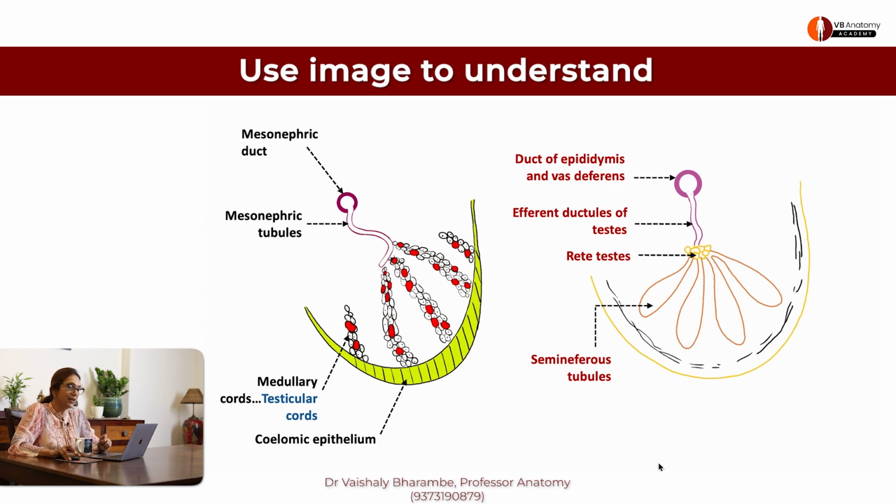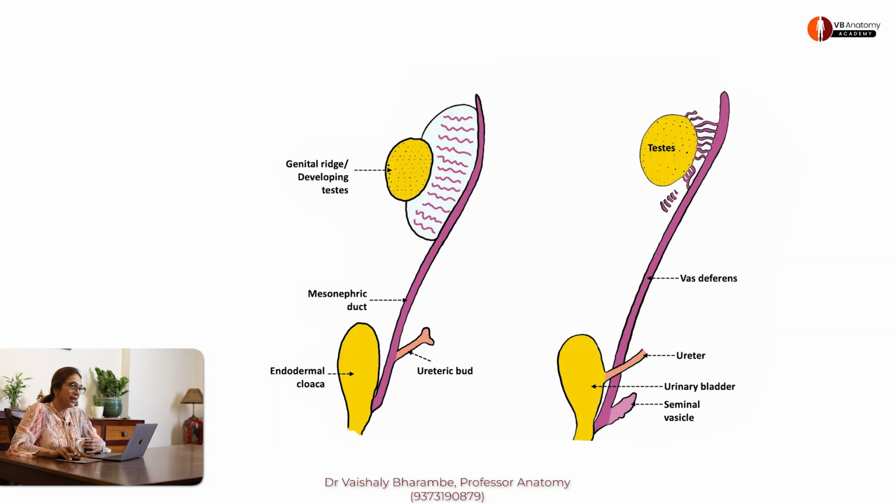Let's take it a little further. The whole thing is surrounded by coelomic epithelium, between which and this developing male reproductive system a tunica albuginea is produced, and the septa are produced by the mesenchymal cells. Right. Another image to help you understand a little more. This is the developing genital ridge, which is going to develop into testes as seen here.